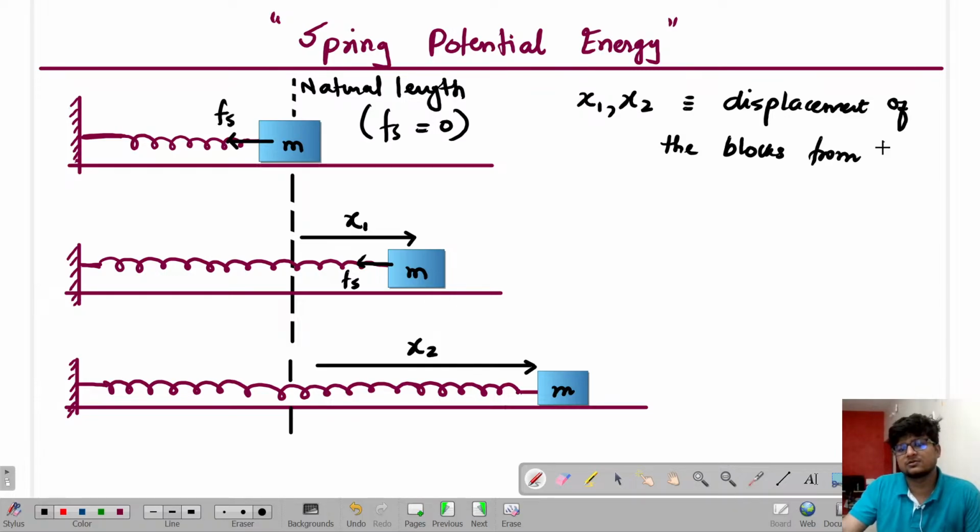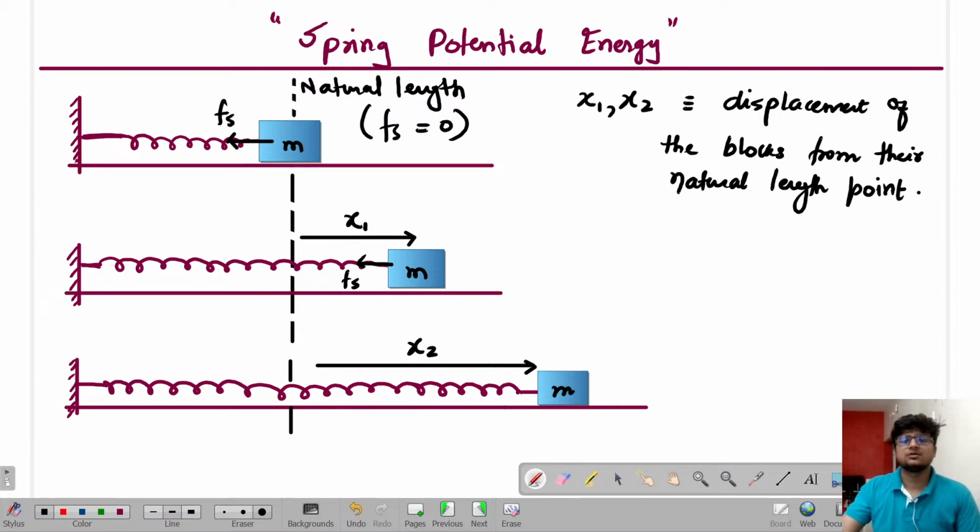from their natural length point. Okay, from their which kind of point? Natural length. Are you able to get me or not? If I consider 2 points, 2 displacements, okay. Now, if I consider this particular displacement, the question arises: what is the work done by our spring?